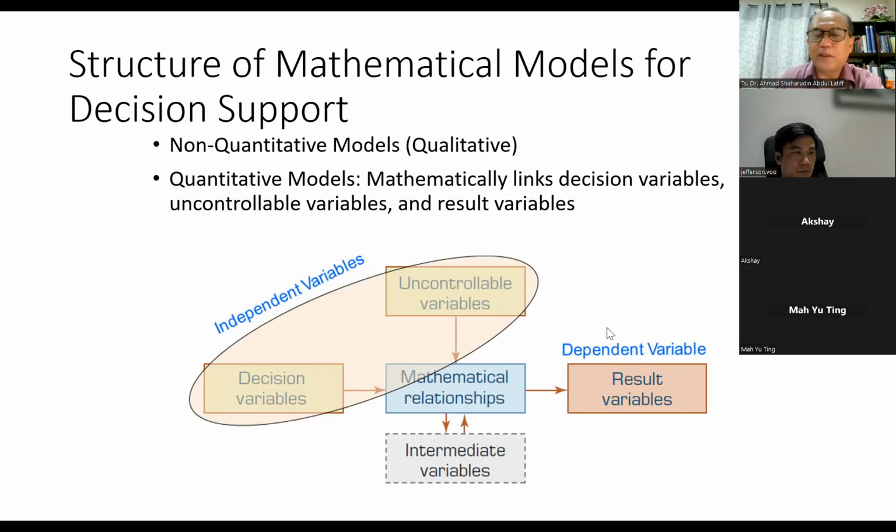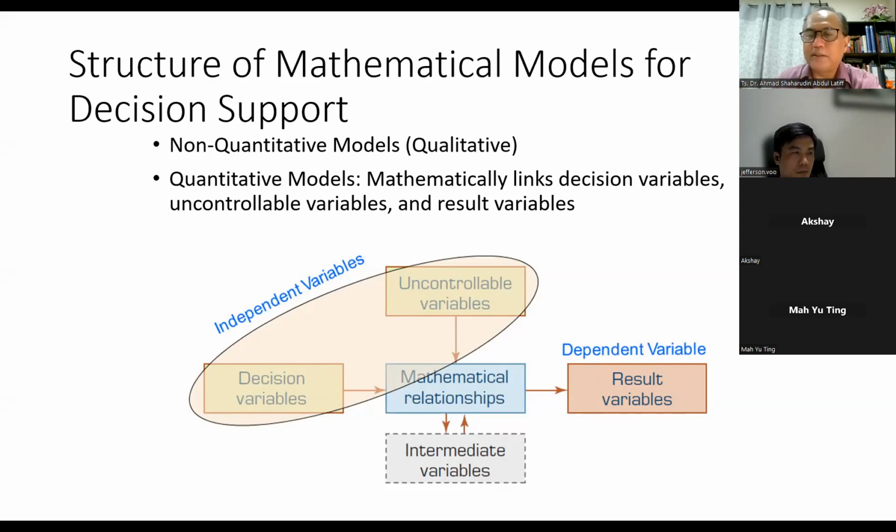Yeah, so the goal is to look at the dependent variables. This is the thing that we want to measure. This is the output, the result variable. For example, your profit, your performance, your sales. So you want to have a result variable, but these result variables are dependent on other variables. So they have decision variables. Decision variables are within the control of the management.